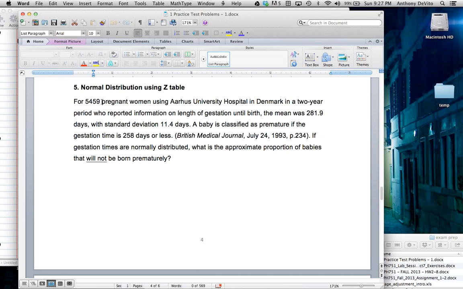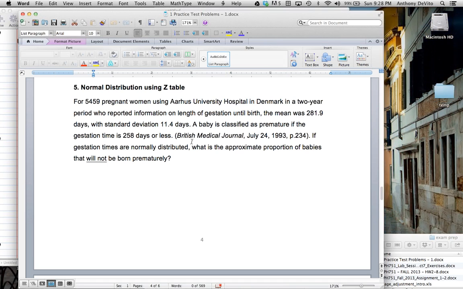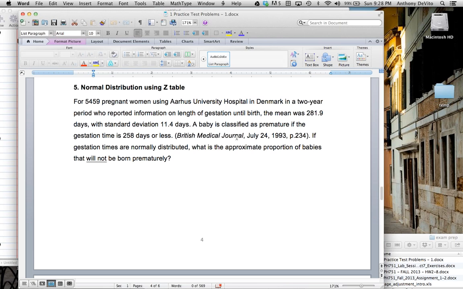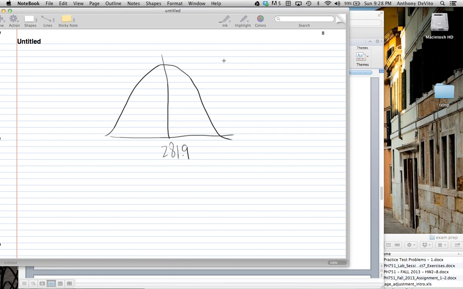For 5,459 pregnant women using this hospital in Denmark in a 2-year period, reported gestation until birth, the mean was 281.9 days with a standard deviation of 11.4 days. Let me put that on here right away. Okay, our mean is 281.9. Our standard deviation is 11.4.